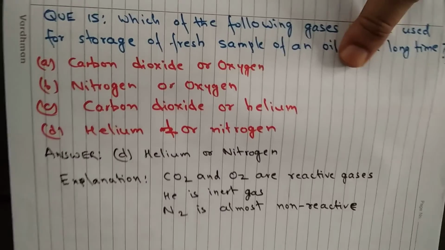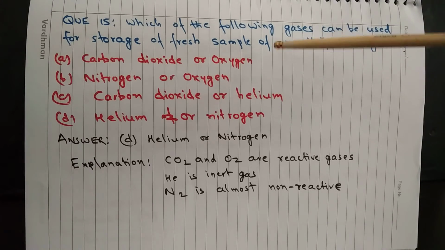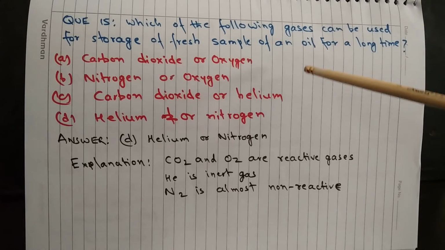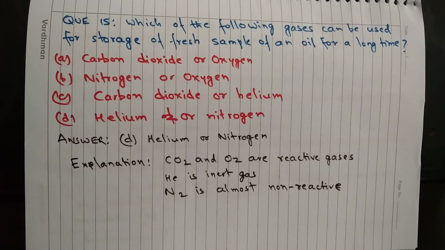Question 15. Which of the following gases can be used for storage of fresh sample of an oil for a long time? A, carbon dioxide or oxygen, B, nitrogen or oxygen, C, carbon dioxide or helium, and D, helium or nitrogen. The answer is D, helium or nitrogen.